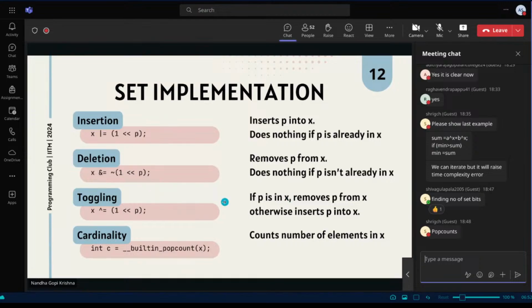Then finally the cardinality of the set, which is the number of elements, is simply equal to the number of set bits. I hope you understand why we do 1 left shift p. Since we are indicating the presence of an element using the bits of the integer, the kth bit represents whether k is present in x or not. So if we want to generate a set containing just the kth element, we simply do 1 left shift that many bits. That will make a bunch of zeros, the kth bit 1, then another bunch of zeros. I hope this is clear.